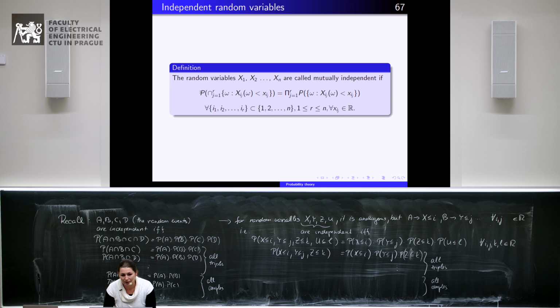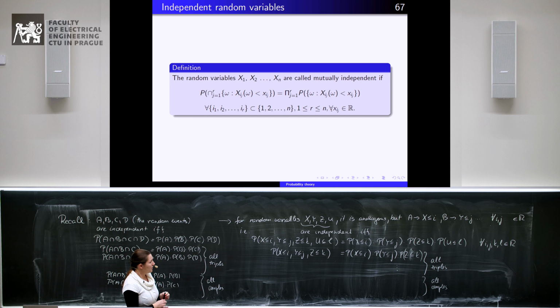Yeah? So the probability of the intersection of x less or equal than something must be equal to the product of probabilities that the item is less or equal to the same value, must be satisfied for all combinations which we can make from our n random variables. Yeah? This is the definition. But what is nice?